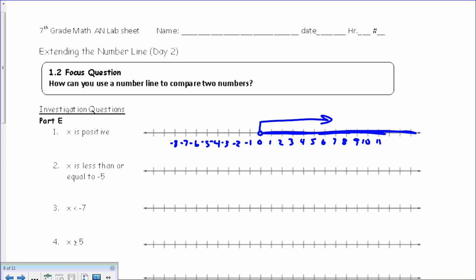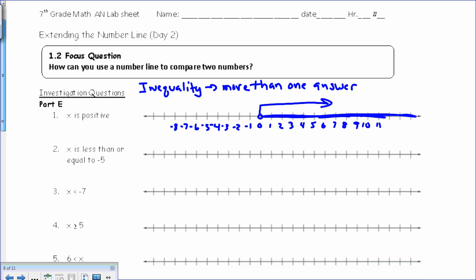And that's the biggest thing with an inequality. That's your greater than, less than, equal to. There's always more than one answer. Right? When you have an equal to, there's only one answer. Right? Okay.